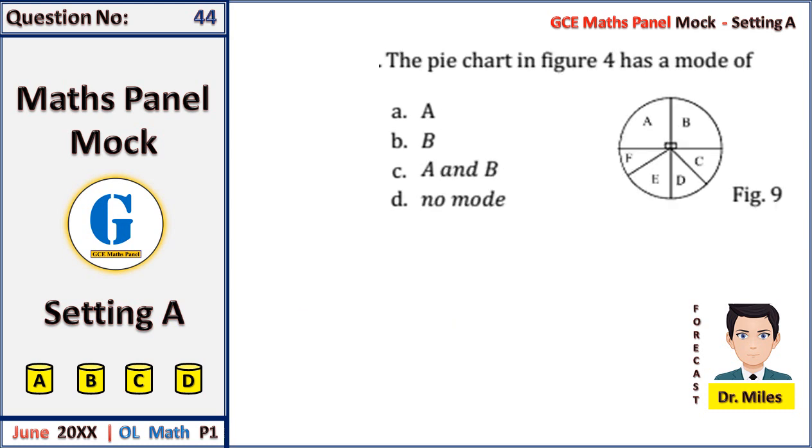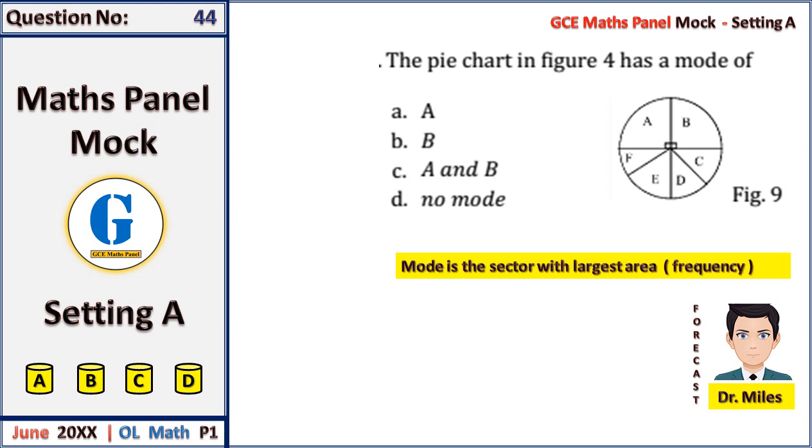The pie chart in figure 4 has a mode of, the mode is the sector with the largest area. In terms of frequency, we talk about the largest frequency, and we find out that A and B are both 90 degrees, and those values are the largest there. So we have two modes in this particular question, and the modes will be A and B.